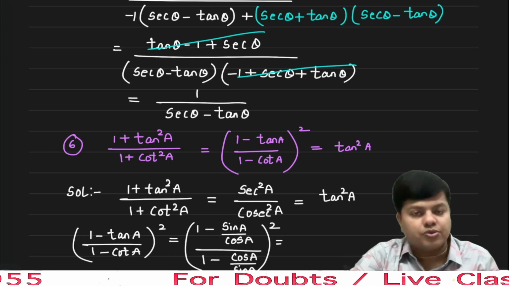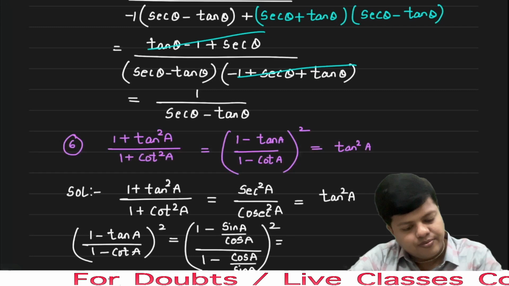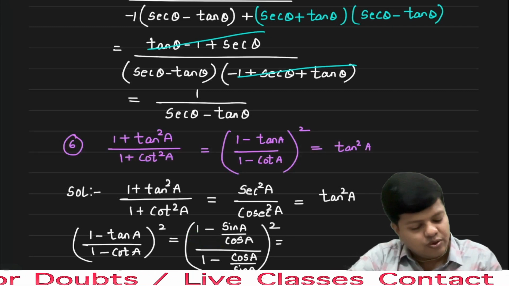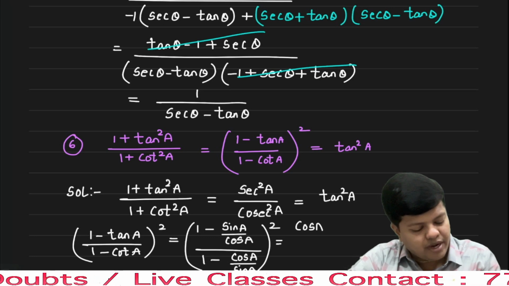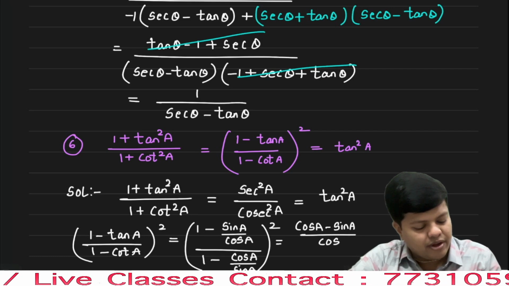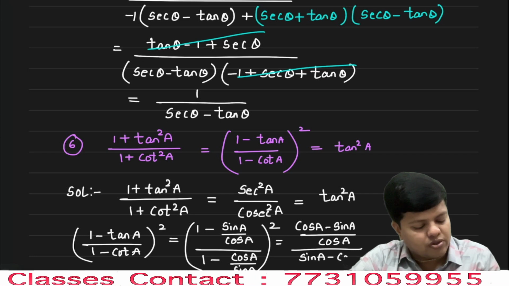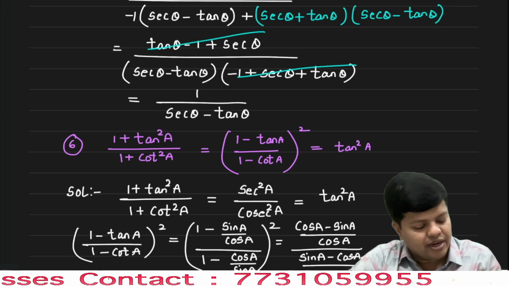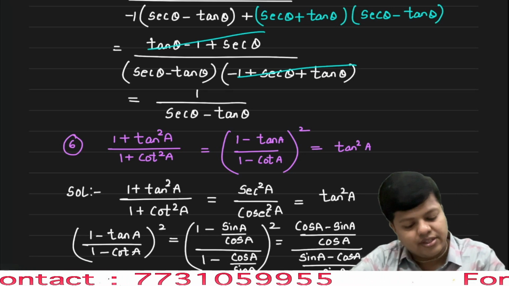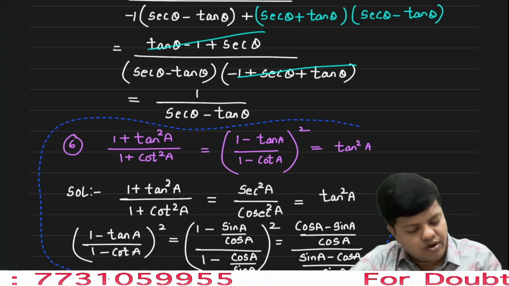It is equal to, if you take LCM, student, what you will get? Cos A will go here. Cos A minus sin A whole square. Yes. So cos A minus sin A by cos A. If you take LCM, in the denominator, sin A minus cos A by sin A, whole square. So everything has a whole square, student. I will take this a little up, the lower part I think is not visible.